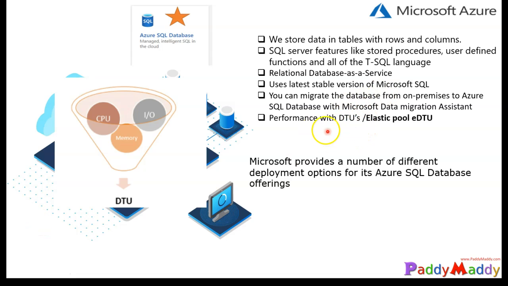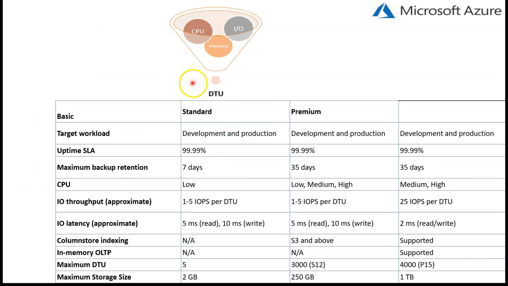DTU is nothing but your CPU, IOs, and memory. They are called, in short, database transaction units, because this is where your performance is measured. So you can increase the DTUs to get improved performance. Let's try to understand more about DTUs. DTU is an abbreviation for database transaction unit, and it describes a performance unit metric for your Azure SQL Database.